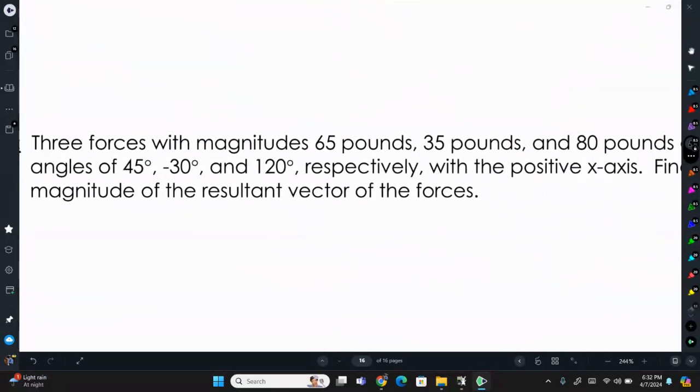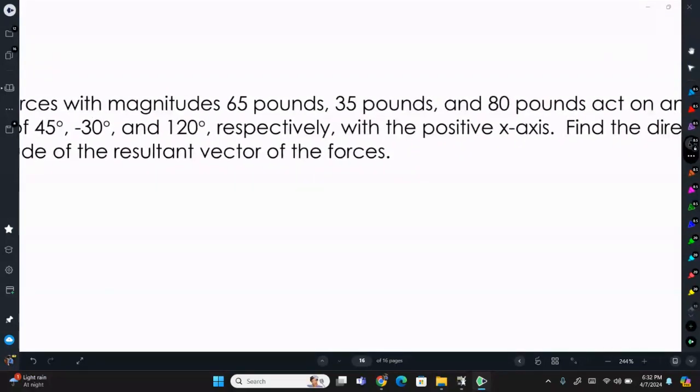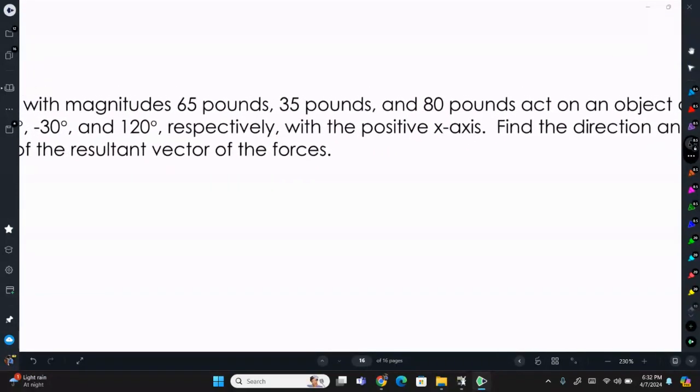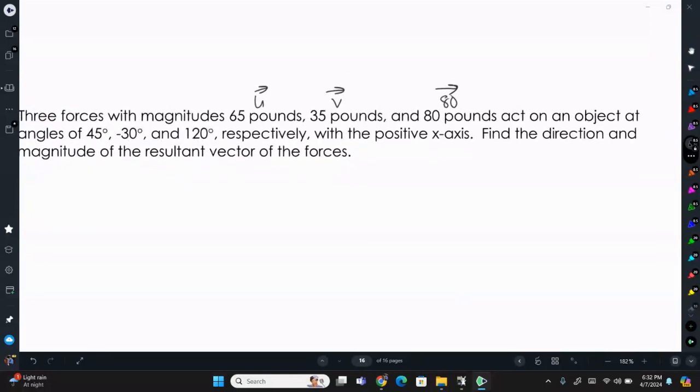So let's label these so we can talk about them easier. The 65-pound one I'm going to call U. The 35 one I'm going to call V. And the 80-pound one I'm going to call W. Maybe we should use different colors. So we'll call this one V and U. So 80 pounds, that's the third one on my list, goes with 120. 65 pounds goes with 45. And 35 pounds goes with negative 30.